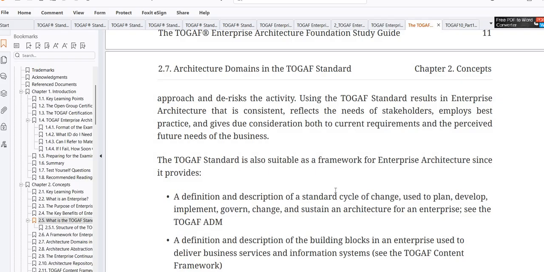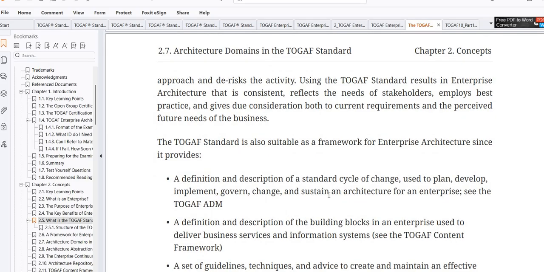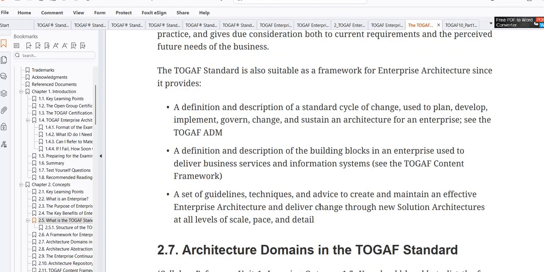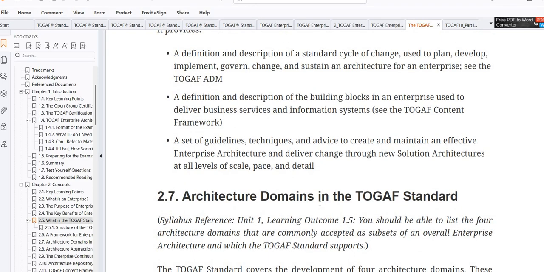The TOGAF standard defines and describes the cycle, plan, implementation, governance and change from the architecture point of view. It will talk about the TOGAF standard, and then you can see defining and describing the building blocks. When I go through it in detail, I will explain what the building blocks are and how to understand them. These are the main core concepts.